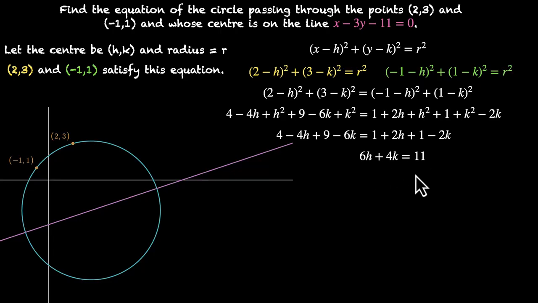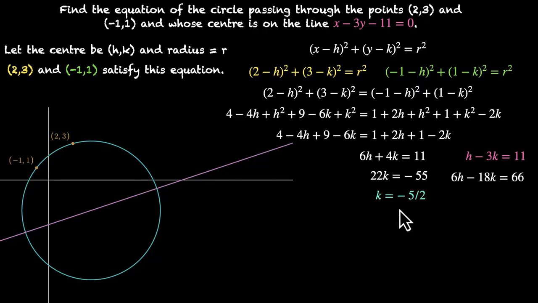This is one equation in h and k. We can get the other one by plugging in h and k in this equation. h minus 3k minus 11 equals 0, or h minus 3k equals 11. Now let's find h and k. We can multiply this by 6. We have 6h minus 18k equals 66. Subtracting one from the other, 4 minus 18 is 22, 11 minus 66 is minus 55. So k is minus 5 by 2.